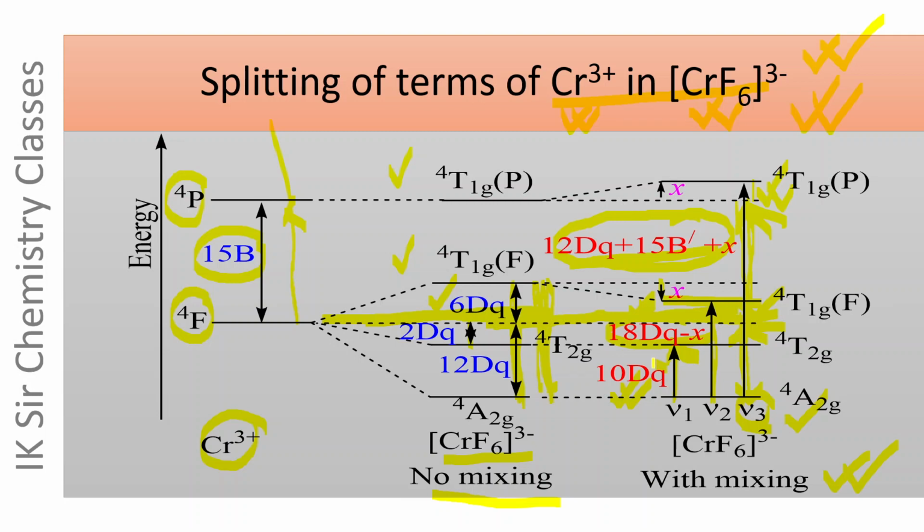ν1 requires 10 Dq energy, ν2 requires 18 Dq minus x energy, while ν3 requires 12 Dq plus 15B' plus x amount of energy, where x is the bending parameter, B' is the Racah parameter in the complex compound, and Dq is the crystal field splitting parameter.